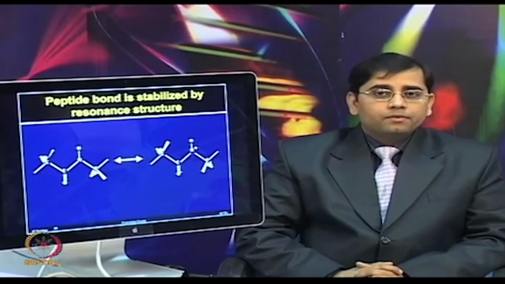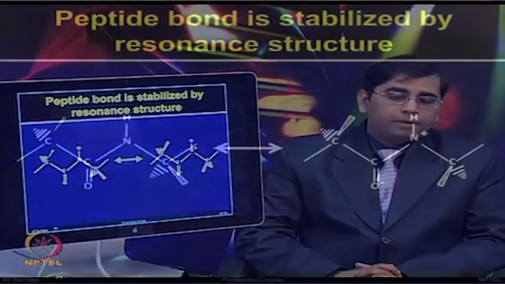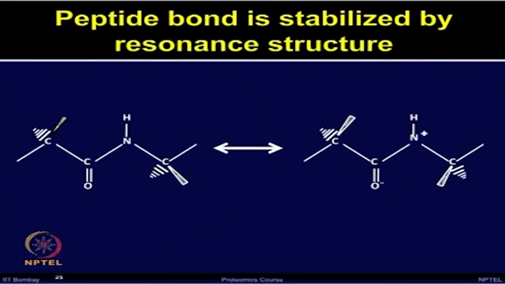Peptide bonds can be stabilized by the resonance structure. Peptide bond is rigid because of its partial double bond character, which arises due to the resonance structures present in peptide bond.